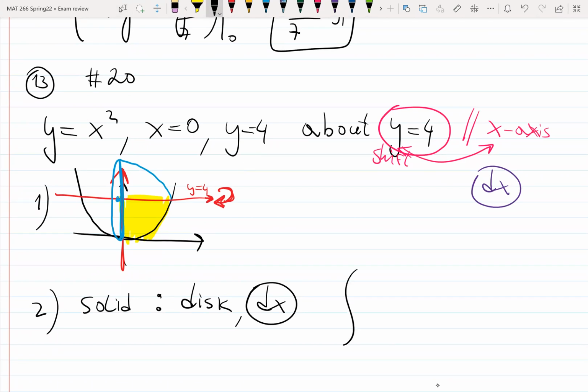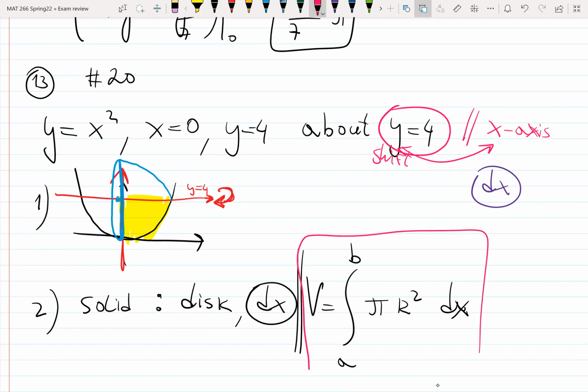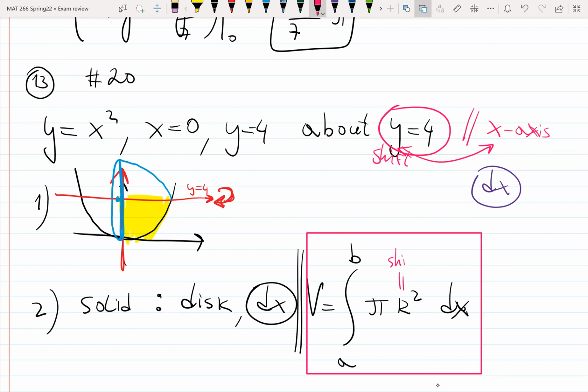So the formula will be volume equals pi r squared dx from A to B. That's it. Formula is still the same. So what does this shift even do differently? R will be different, but it's nothing new, it's still the area between the top function minus the bottom, because it's the x case, as you can see.